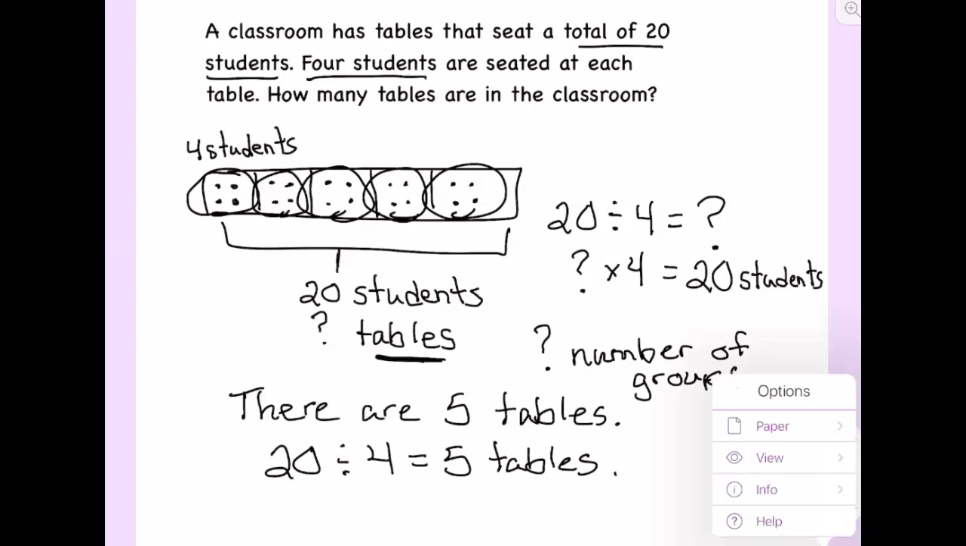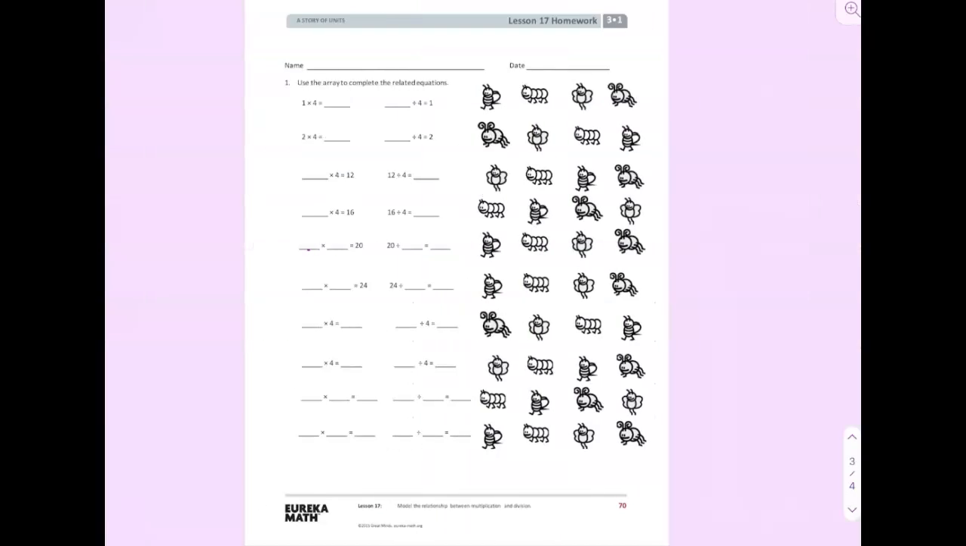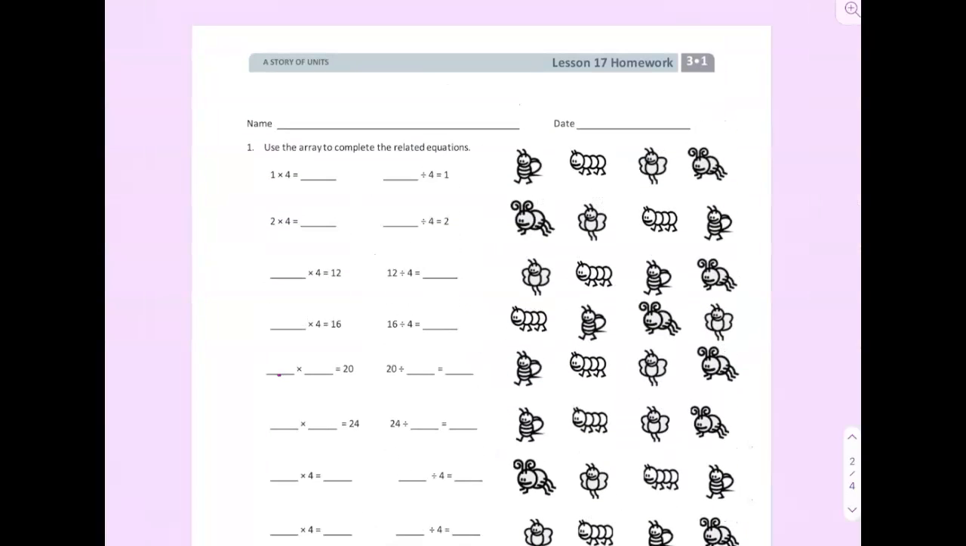Now we are going to go ahead and do some practice together. So you will need your homework pages, lesson 17 homework pages. So if you need to stop the recording, go get that and come back. On this page, we're going to use the array. We're going to use the array to complete the related equations. So multiplication and division, they're both related. And we're going to use our array of b's over here to solve.